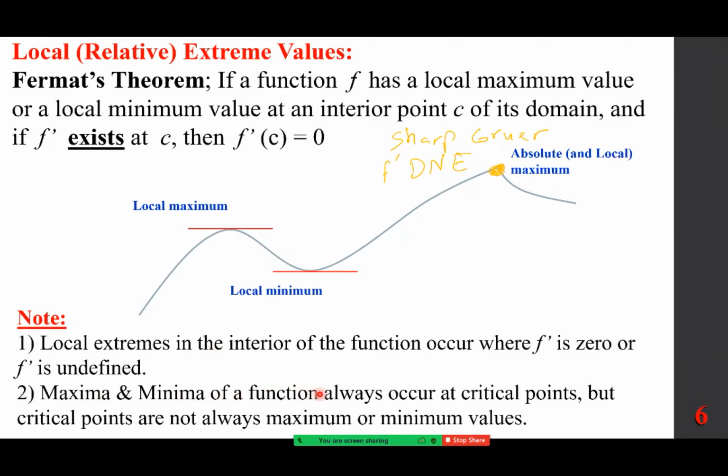Maxima and minima of a function always occur at critical points. You can see it here. But critical points are not always maximum or minimum values. So if we have a maximum or minimum, there has to be a critical point there. But if you have a critical point, it may or may not be where the extremes are.